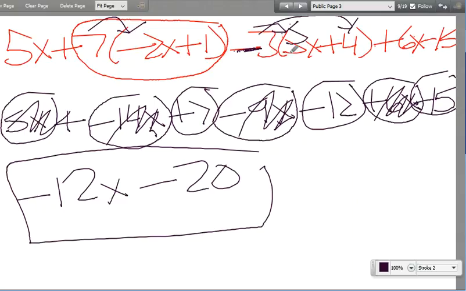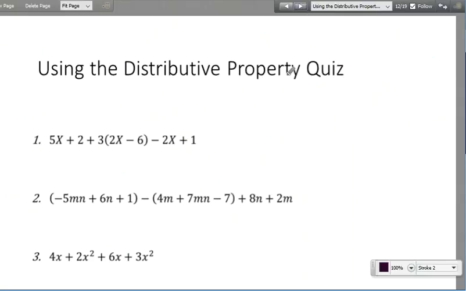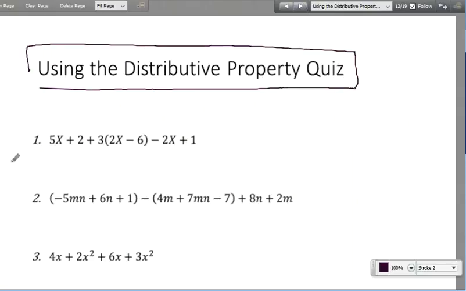Okay, you guys, that is how you use the distributive property. Here is your quiz using the distributive property. I want you to pay careful attention to number 2. Do you guys see this minus sign in front of this parenthesis? So you're going to distribute there first. So I'm going to even get you started with that.